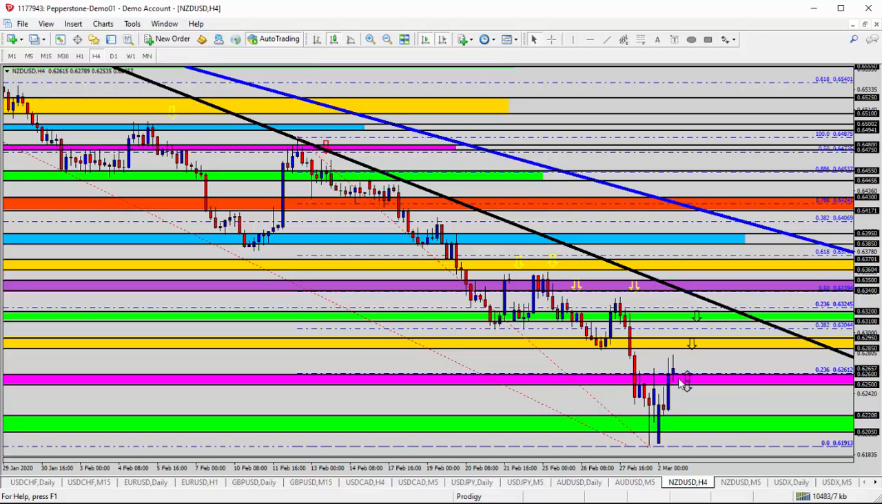So what I'm looking for today is that it stays above the pink zone, does not get back underneath, and targets higher levels. The risk here is that it gets underneath the pink zone, so the stop loss should be underneath, in case you decide to take this long for the New Zealand dollar today.